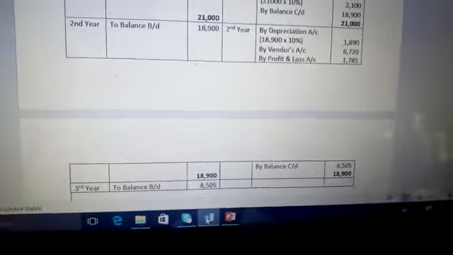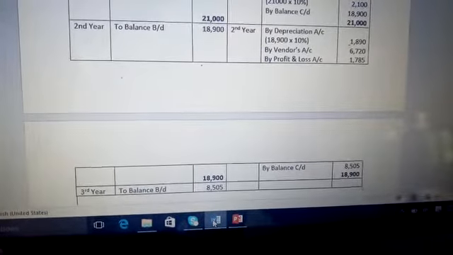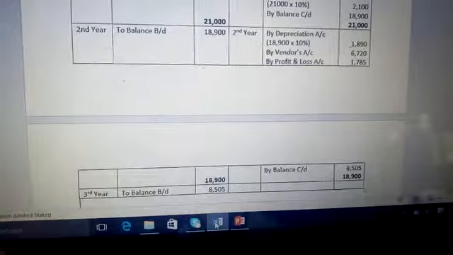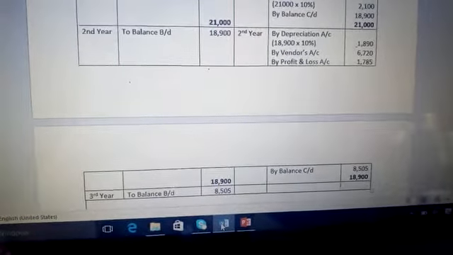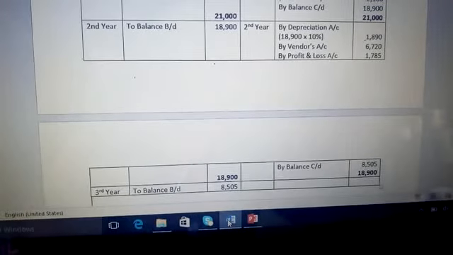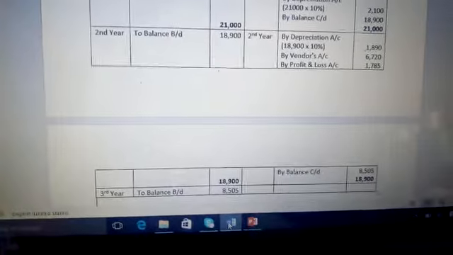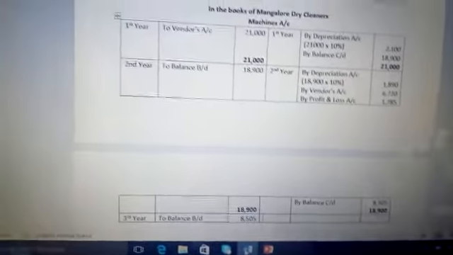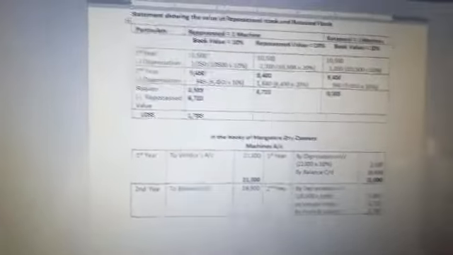So what is the repossessed value of the stock? The vendor repossessed one car at a valuation of rupees 6,720. And the hire purchaser incurred a loss of rupees 1,785 and 8,505 is the balance of the retained stock. So all these 3 figures are there in this statement. See.